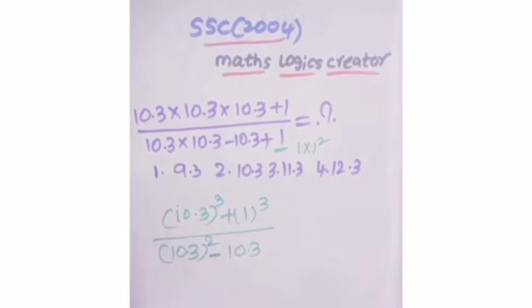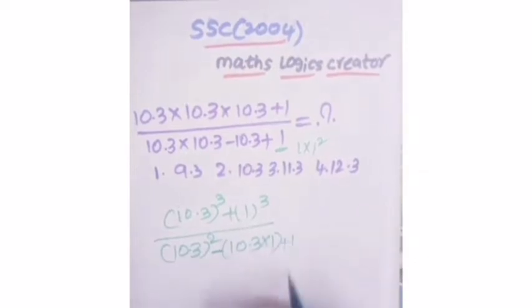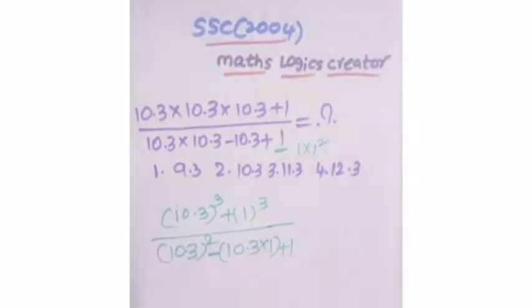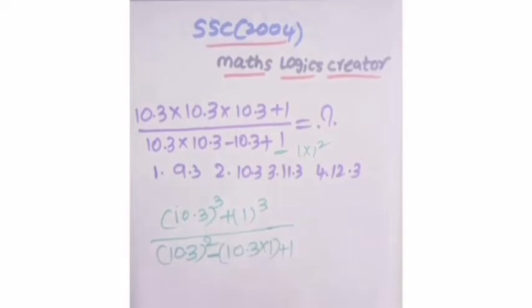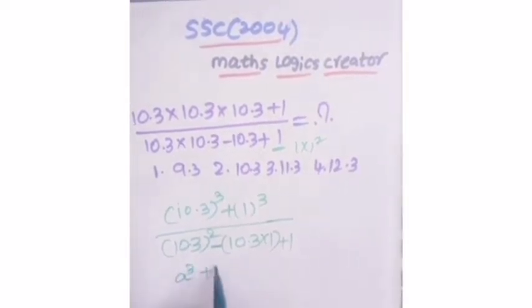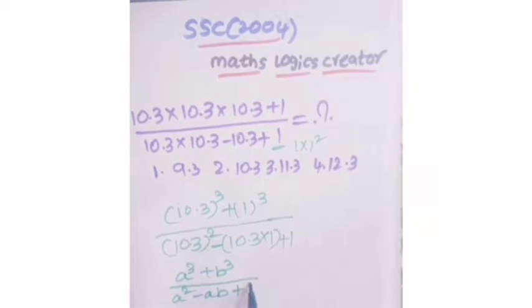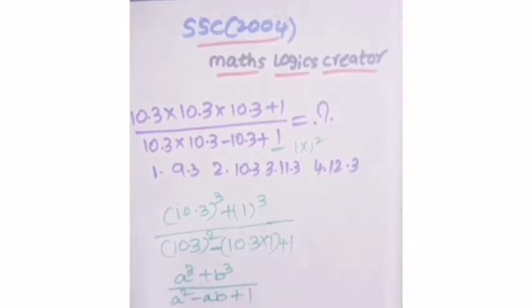So in 1 into 1 square, write it as 10.3 into 1 plus 1. Okay, hope you are all clear with this step. So now it is in the form of one expression, like a cube plus b cube by a square minus ab plus 1. So it is in the form of a cube plus b cube by a square minus ab plus b square.